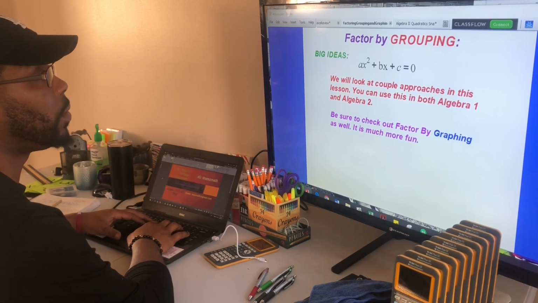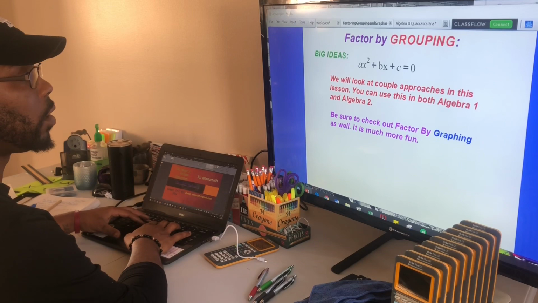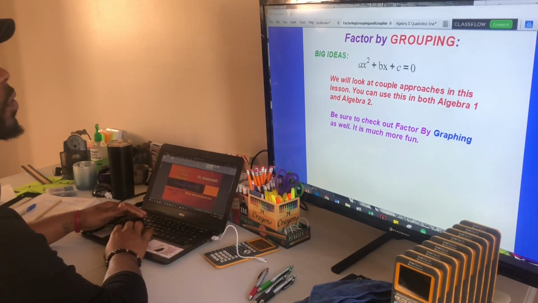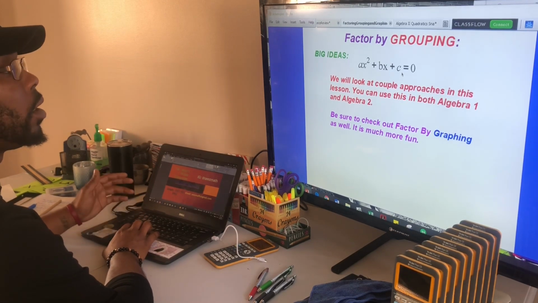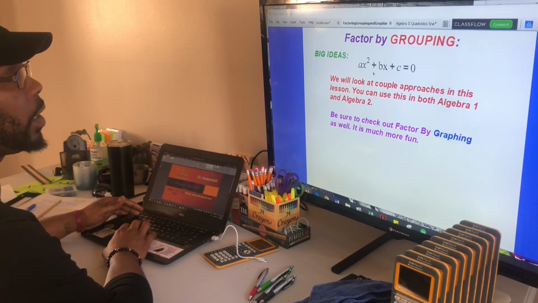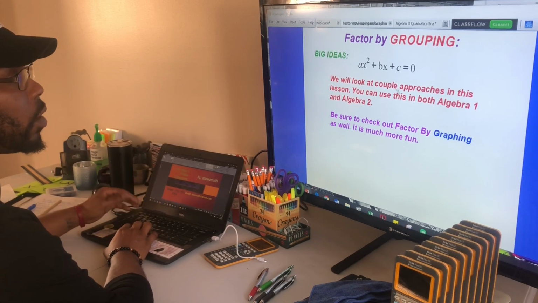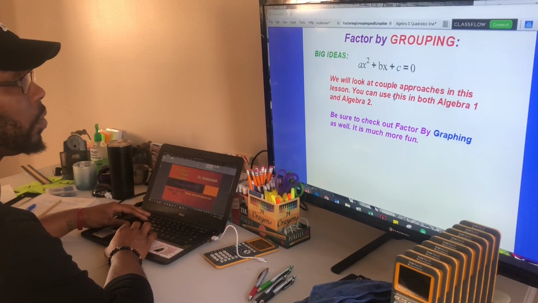Good morning. Today we'll be studying factoring by grouping. The big ideas before we start: always remember that a quadratic function follows the form of ax squared plus bx plus c. It is very important to understand a, b, and c when solving a quadratic equation using factoring. You can use this in both Algebra 1 and Algebra 2, and I'm also going to show you how to factor by graphing as well.